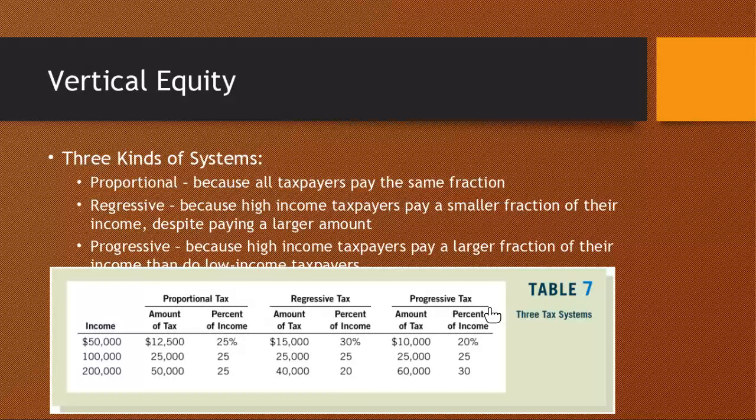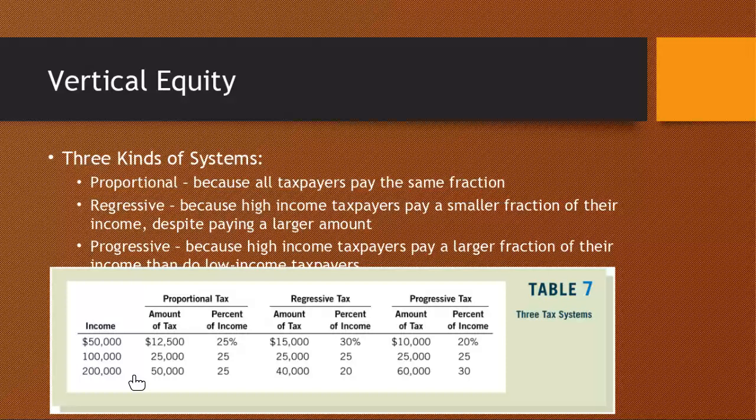Finally, a progressive tax skews this differently. So notice that we still have a larger tax paid by people at higher income levels. Notice that the difference here is $10,000 is 20% of the $50,000 income, and $25,000 remains 25% of $100,000. However, the $200,000 income is now paying $60,000 in taxes, or 30% of it.